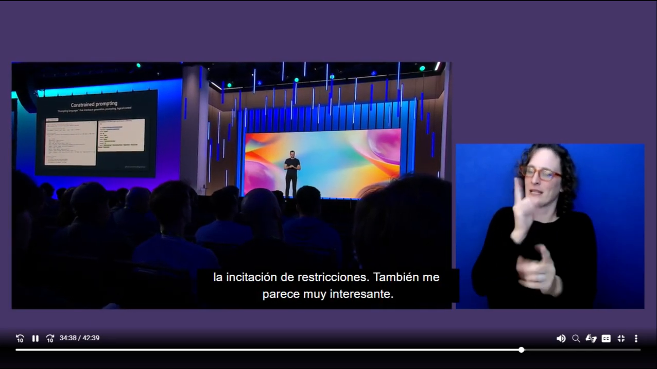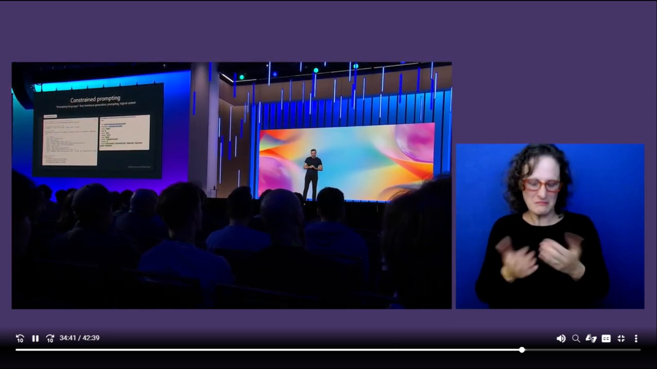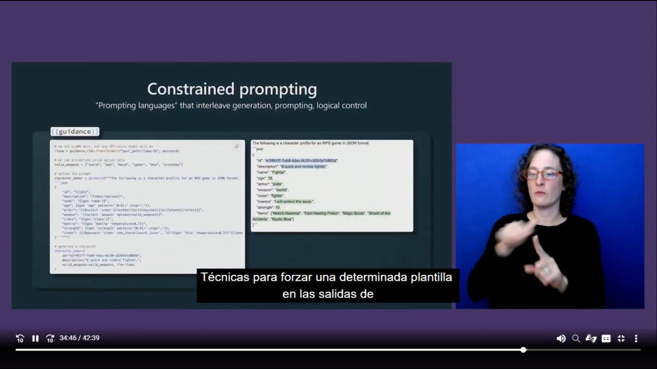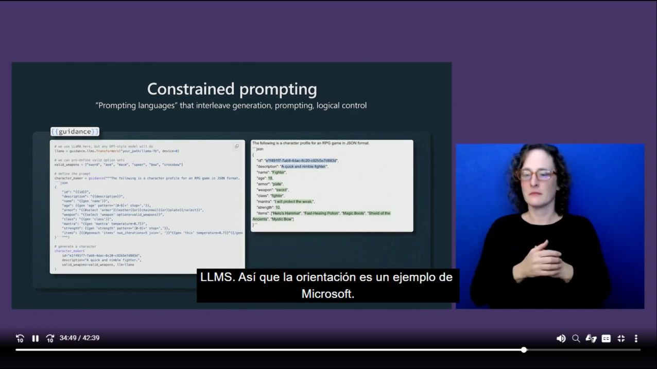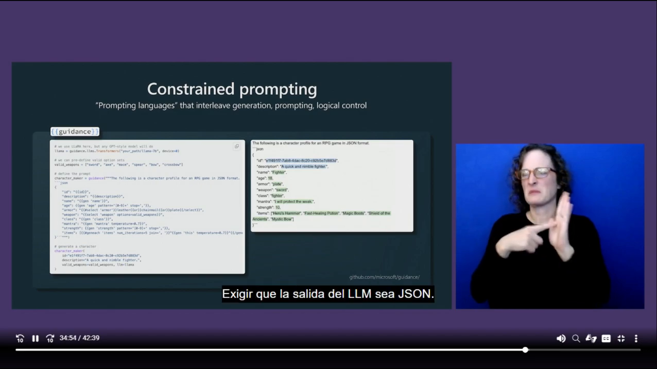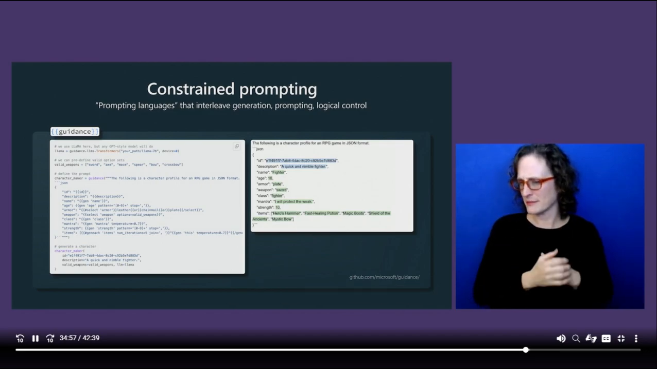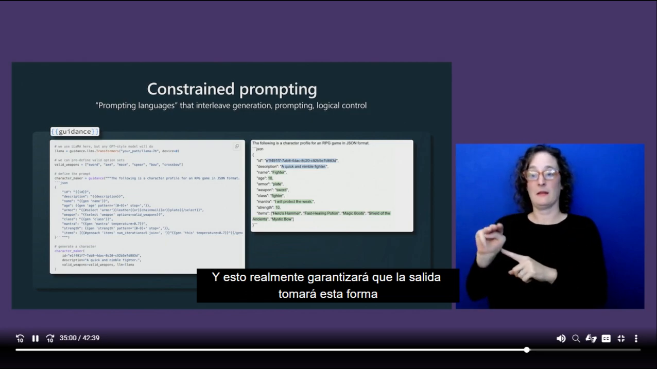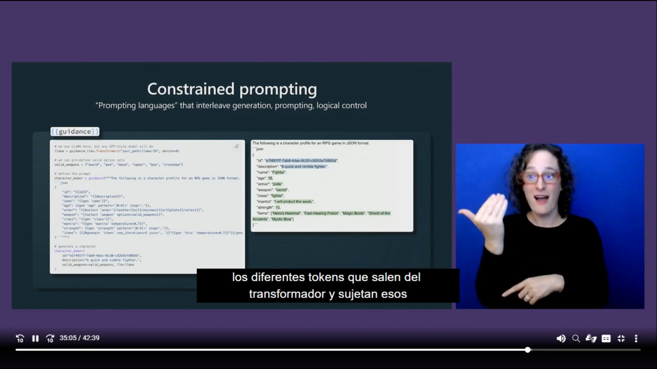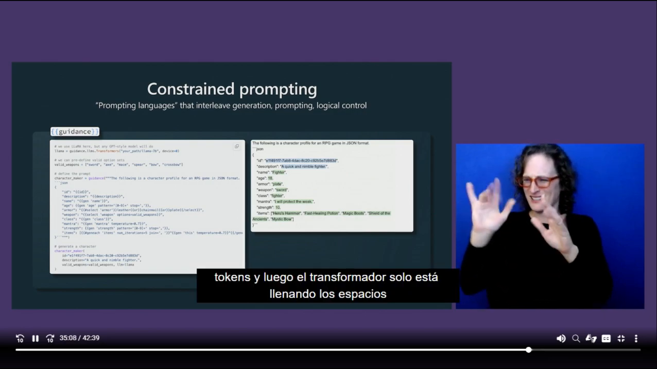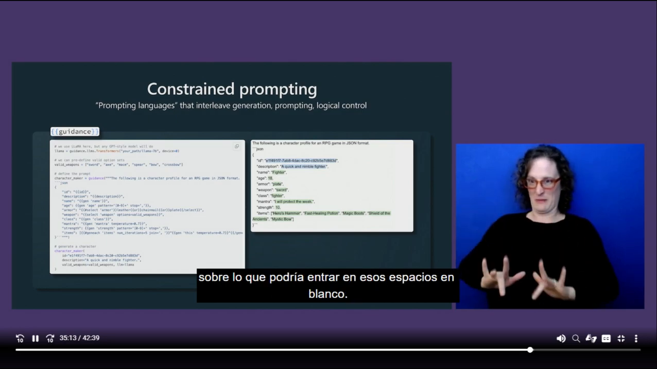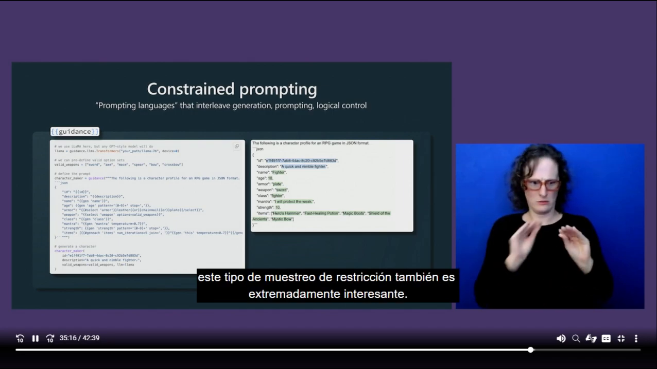Next, I wanted to briefly talk about constrained prompting. I also find this very interesting. This is basically techniques for forcing a certain template in the outputs of LLMs. So Guidance is one example from Microsoft, actually. And here we are enforcing that the output from the LLM will be JSON. And this will actually guarantee that the output will take on this form because they go in and they mess with the probabilities of all the different tokens that come out of the transformer, and they clamp those tokens. And then the transformer is only filling in the blanks here. And then you can enforce additional restrictions on what could go into those blanks. So this might be really helpful. And I think this kind of constrained sampling is also extremely interesting.